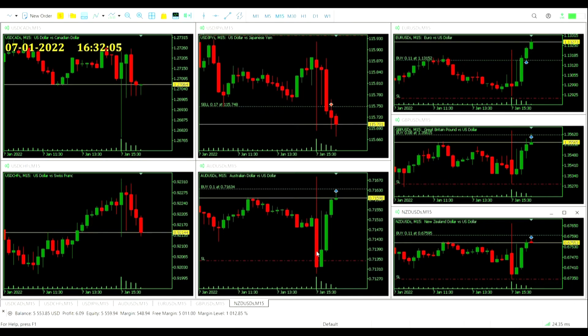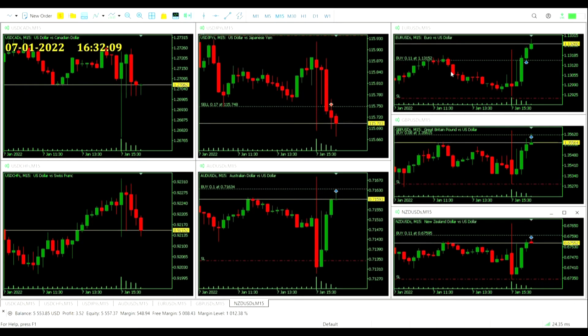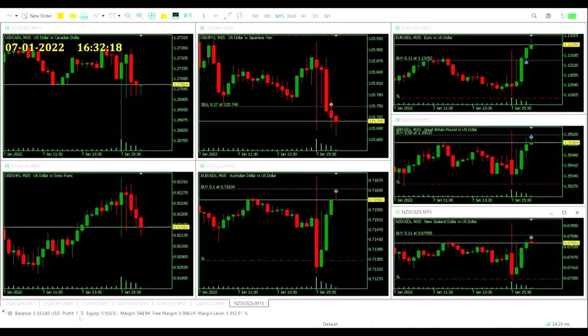So only the Aussie dollar, US dollar that went awry. Meanwhile, our yen euro trades, they're both going good. We started at $5,553.85. Currently just up ever so slightly, a couple of dollars up.